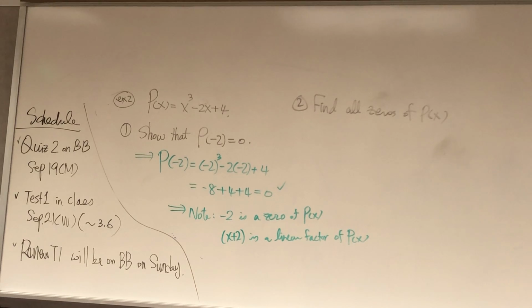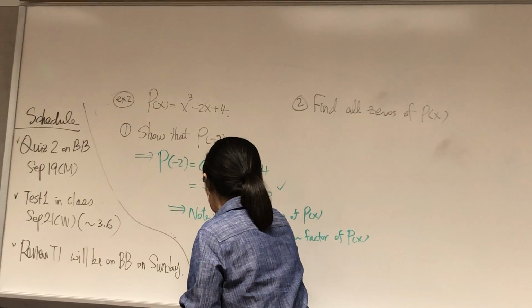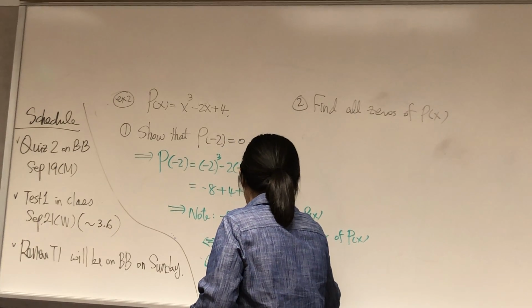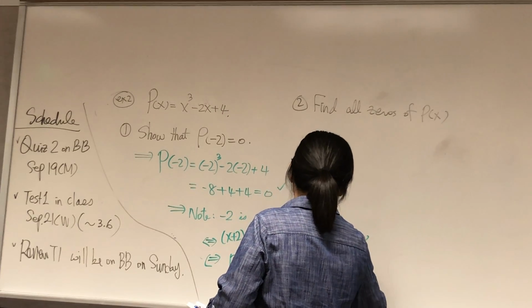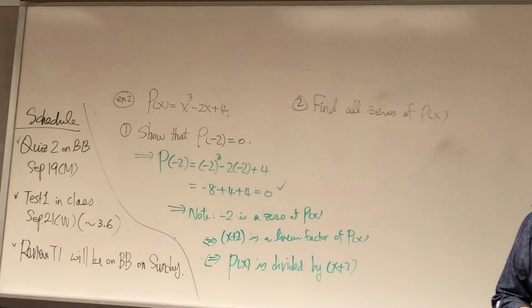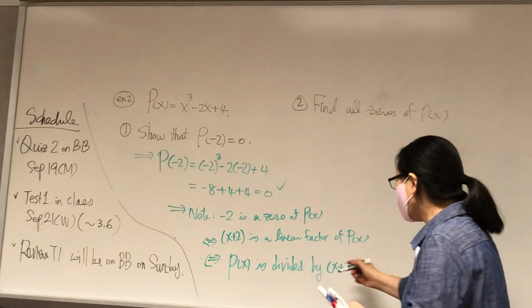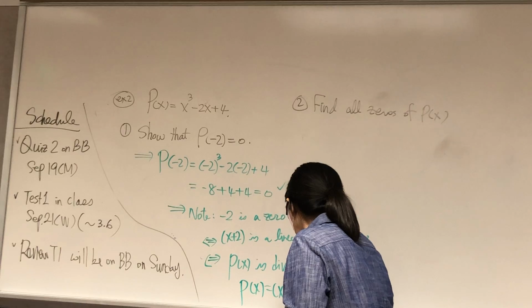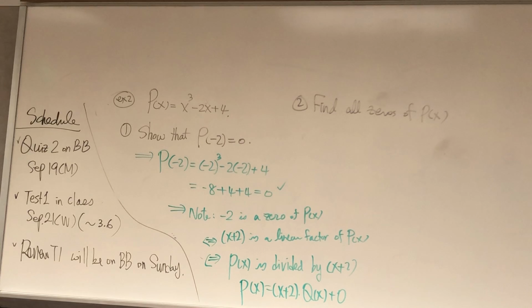See here, P of x, another meaning is what? Equivalent: P of x is divisible by x plus 2. Am I right? It means P of x will be x plus 2 times Q of x, plus 0. Isn't it? Do you understand?